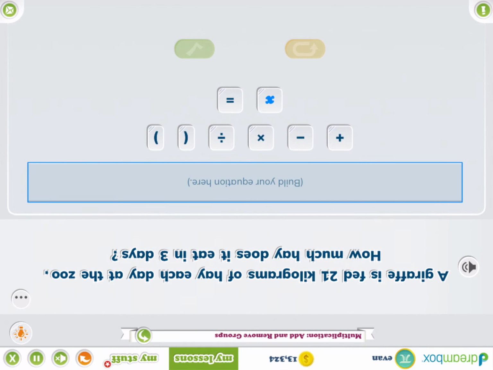A giraffe is fed 21 kilograms of hay each day at the zoo. How much hay does it eat in 3 days?